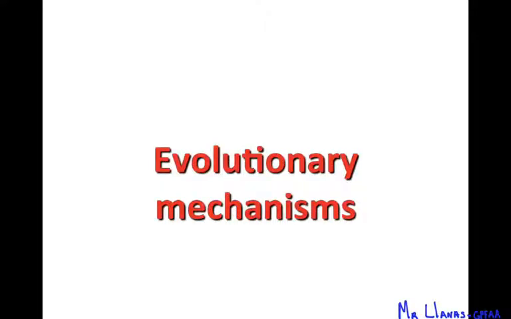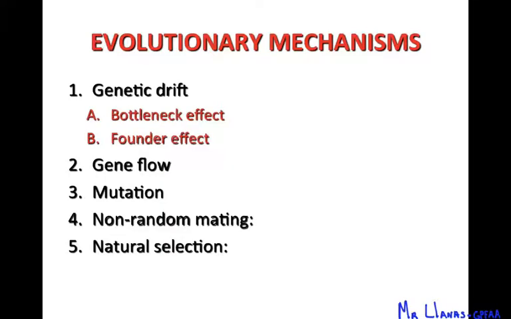Hey guys, this video is over evolutionary mechanisms. Okay, we learned about natural selection as a mechanism, but we're also going to talk about four more. Okay, and we're going to talk about genetic drift, gene flow, mutation, and non-random mating. So let's go through this again.